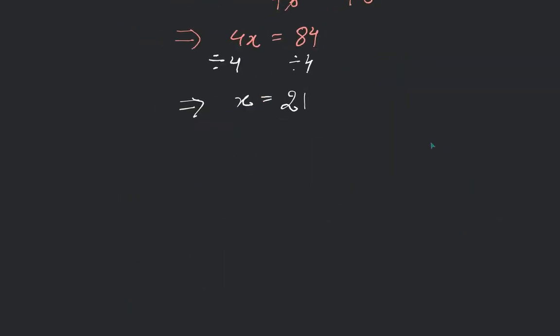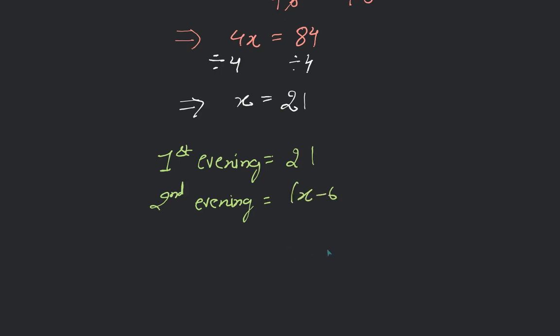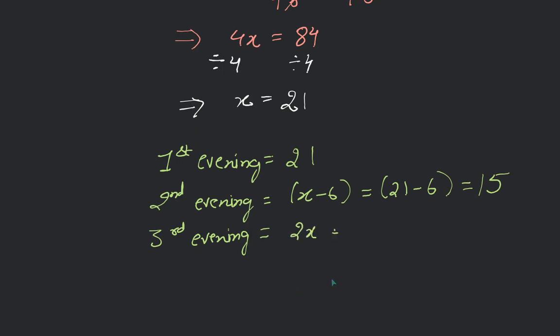The number of calls for the second evening is x minus 6. So it will be 21 minus 6. So 21 minus 6 is equal to how much? It is given as x minus 6, so we need to do 21 minus 6. Are you getting it? Yes. Okay. And the last one, for the third evening, was 2x. So its value is going to be 2 times 21, and 2 times 21 is 42.